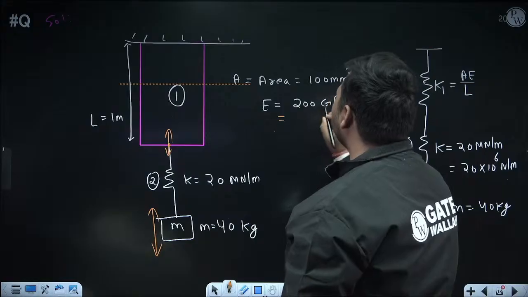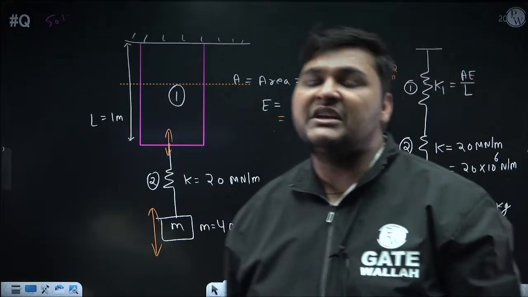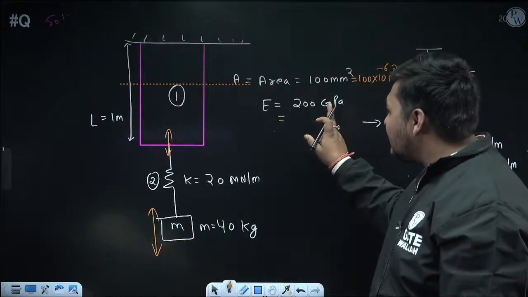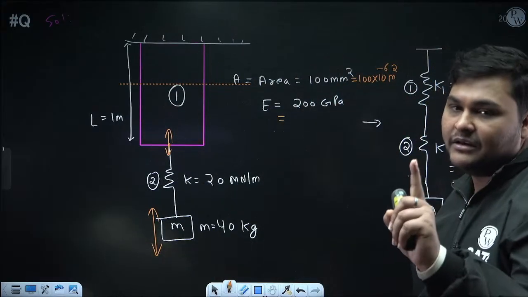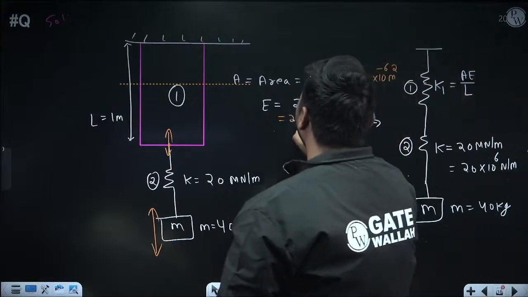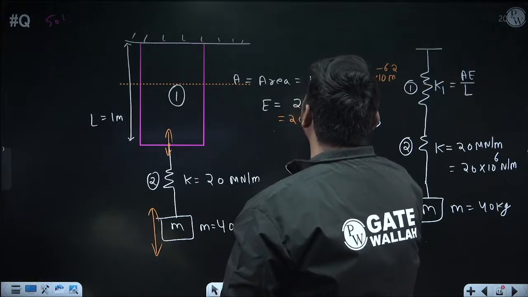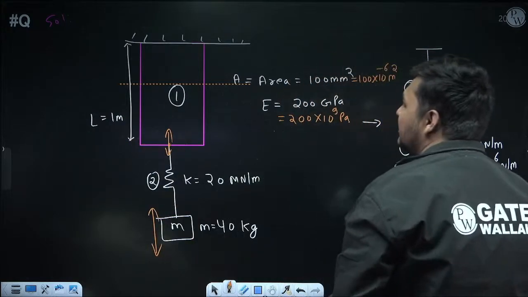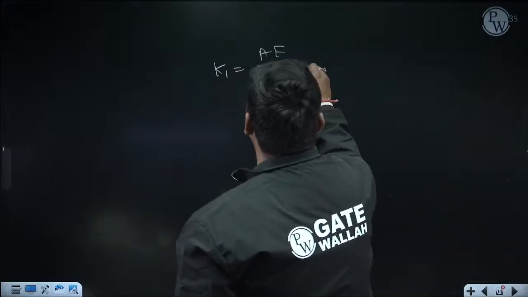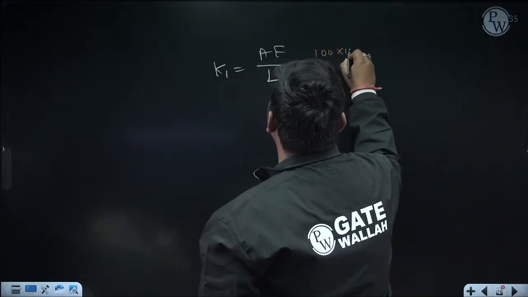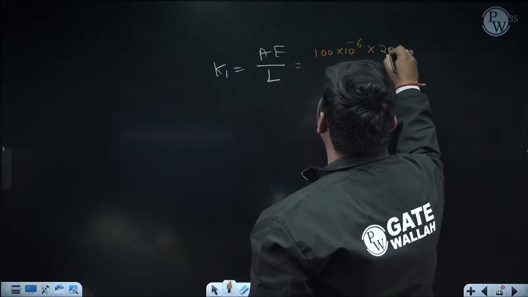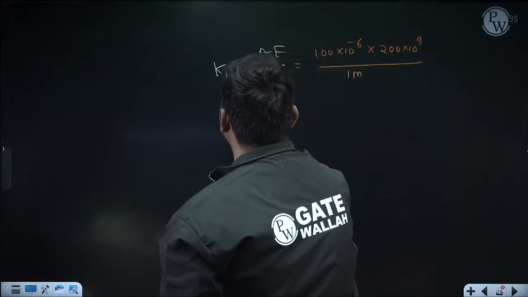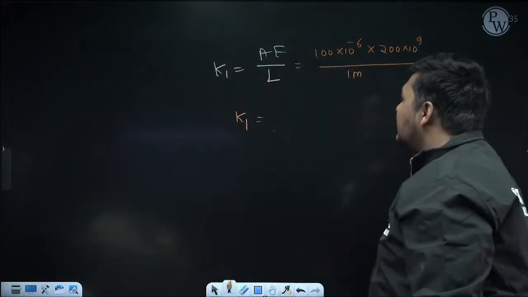Similarly, E is given in gigapascal. Convert this to SI unit, meaning Pascal. 1 giga means 10 to the power 9, so 1 gigapascal is 10 to the power 9 Pascal. So it will be 200 into 10 to the power 9 Pascal. Next, length is already in SI unit, because it is given in meter. So K1 will be A, which is 100 into 10 to the minus 6, into E, 200 into 10 to the 9, upon length, which is 1 meter. From this I can calculate K1. How much is it coming?